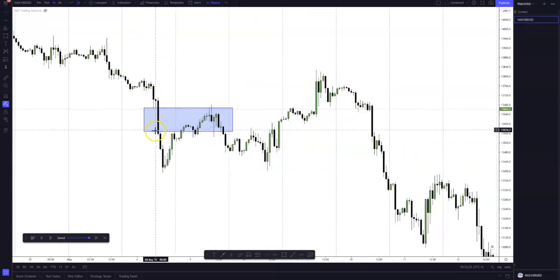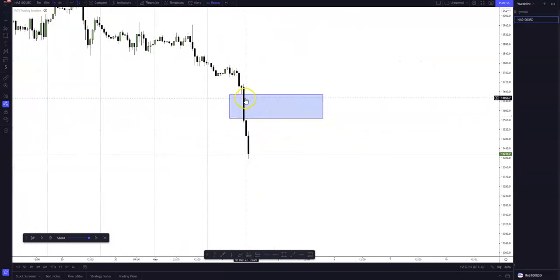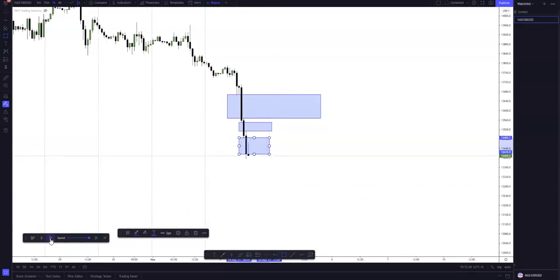This entire candle never had a pullback. Let's do the replay because I want to go through it step by step so you can see this. This candle didn't get filled. This candle didn't get filled. From this candle to right there, didn't get filled. From right here, didn't get filled. Now let's see what happens.